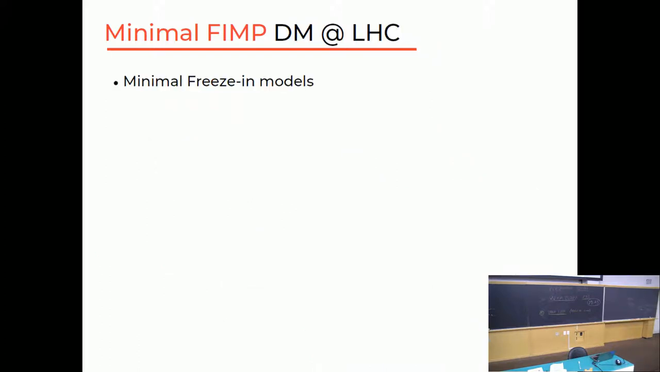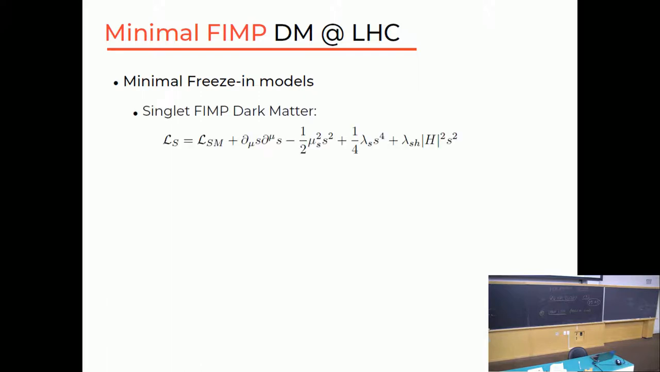So let's try to construct minimal models that can implement this freezing mechanism. Right? So the first case is just add a scalar singlet to the standard model, the usual Higgs portal coupling. And for the freezing mechanism to work, this coupling here, I'll call this the freezing coupling, has to be super small, right? 10 to the minus 10. So if we want to look at these models at the LHC, we can have processes like this, Higgs going to two dark matter particles. But this coupling is tiny, tiny, right? 10 to the minus 10. So there is no visible signature at LHC. So even though this is the simplest case, we cannot really test it at the LHC, unless, of course, we add stuff to the model.